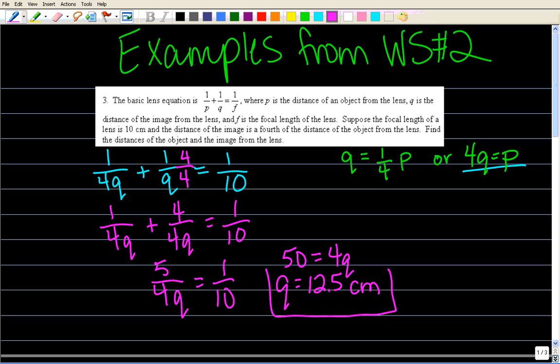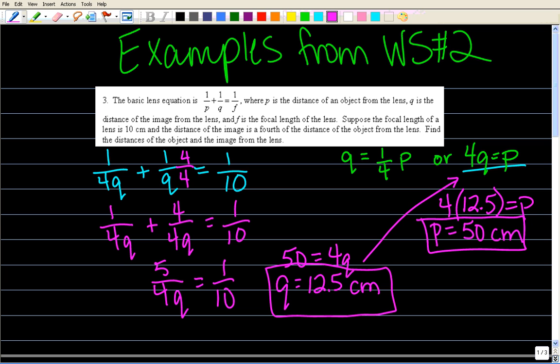So I found q, but I also need to go back and plug that in to solve for p. Alright, so I'll plug that back in up here. So I have 4 times q, which is 12.5, equals p. Therefore, p equals 50. Alright, so there's example 3. Let's look at another one.